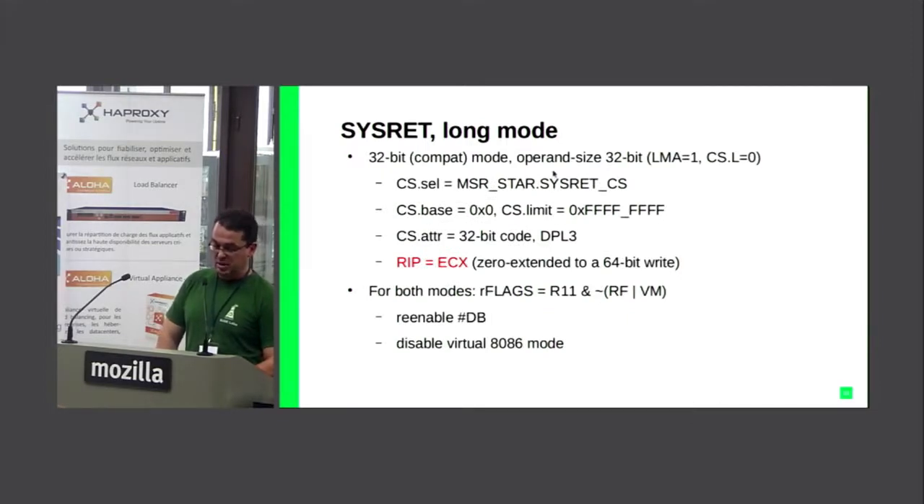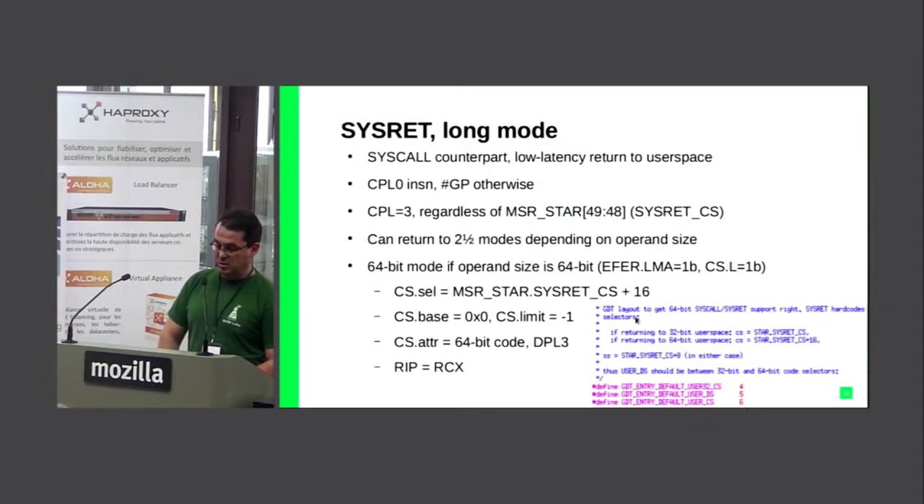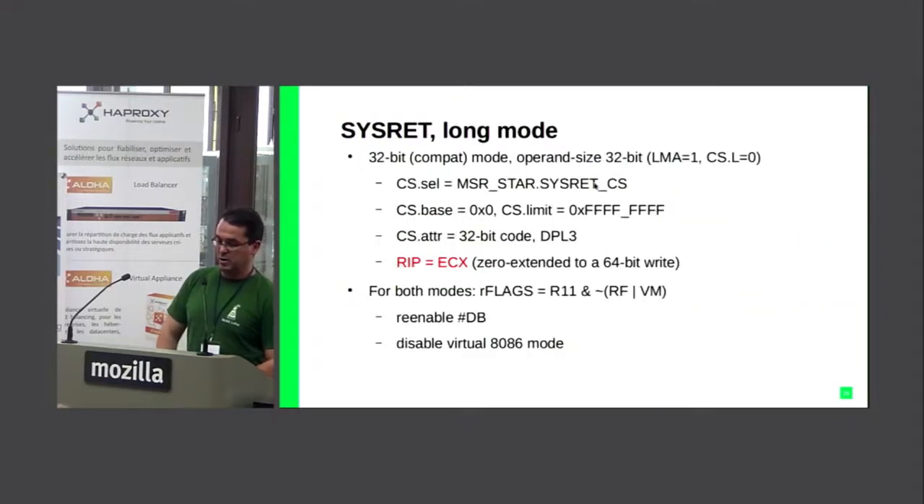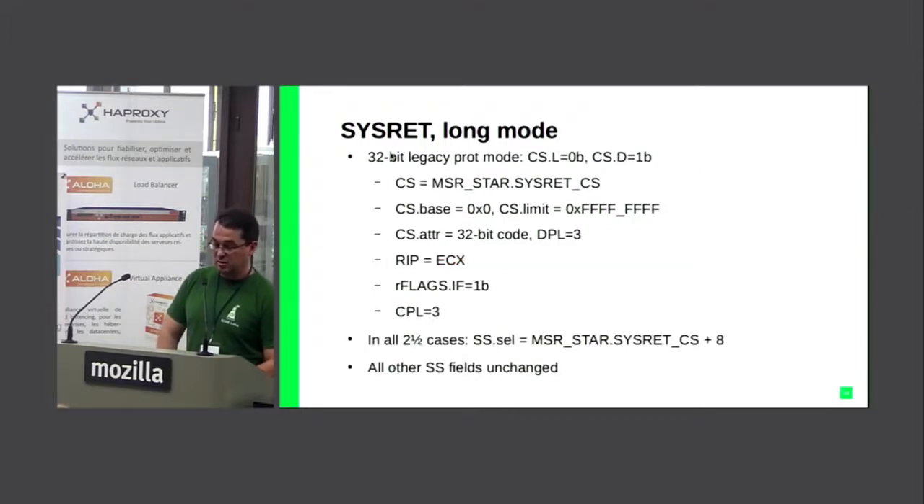In compat mode, it does the same thing, with the only difference that here it reads the third segment plus 16, and in compat mode it reads like two before that, the SYSRET CS. Resets base and limit, and loads RIP with ECX because we're returning to a 32-bit process, where ECX is zero extended, so there's no leakage there. And for both modes, we enable debug exceptions and disable virtual 8086 mode, which is some x86 legacy stuff. And we also can return to a normal 32-bit process in protected mode, the same thing, with the difference that we enable interrupts here. And in all cases, the SYSRET code segment is the one in the middle.